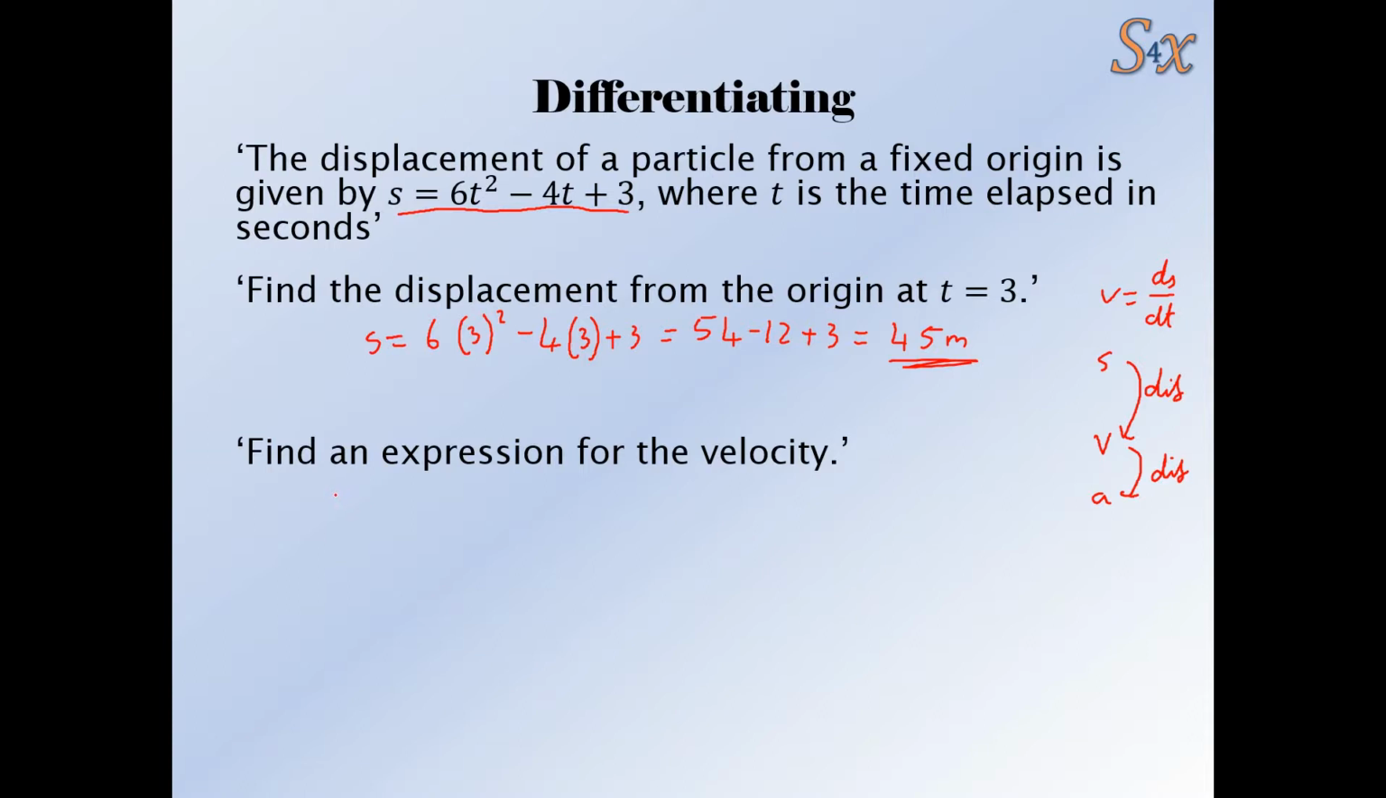So if we want an expression, we can say v is the displacement differentiated. So I'm going to differentiate 6t squared minus 4t plus 3. That was our expression for the displacement. If I differentiate that, if you remember our lessons on differentiation, probably seems like a long time ago now, the first bit, we get 12t. The second bit, we get minus 4, and plus 3 disappears.